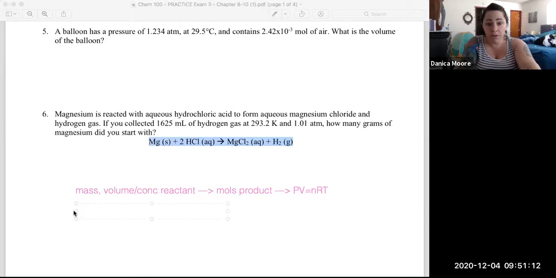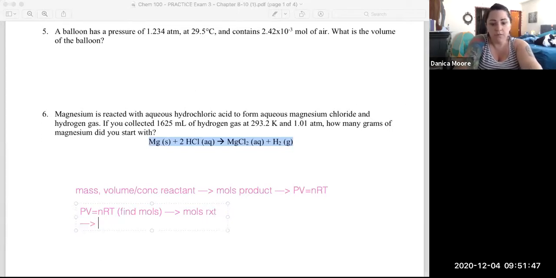The other way, which is what we have here, is we're starting off needing to use PV equals nRT to find moles, right? And then once we have moles, we can convert to moles of, looks like, reactant. So here we're looking for moles of reactant and then grams of reactant, right?